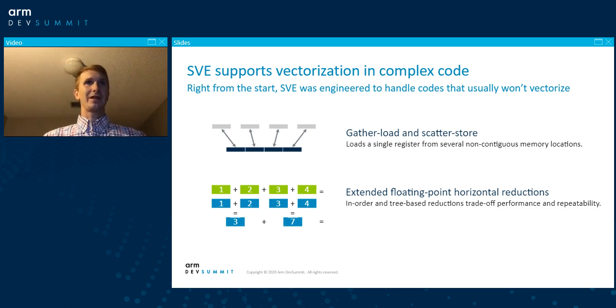Now, in addition to being vector length agnostic, SVE has gather load and scatter store instructions that allow you to vectorize non-contiguous memory access patterns, and also has extended floating point horizontal reductions. So especially for graphics processing, you'll find that if you want to do a pixel averaging kernel, you can use special instructions with SVE to rapidly compute the averages or sums across vectors.